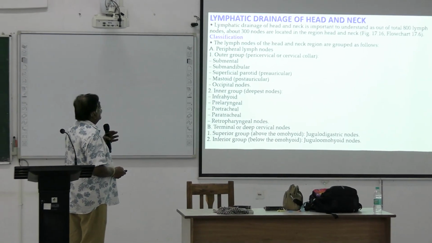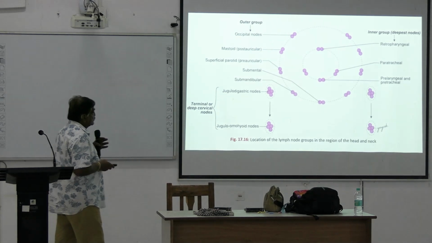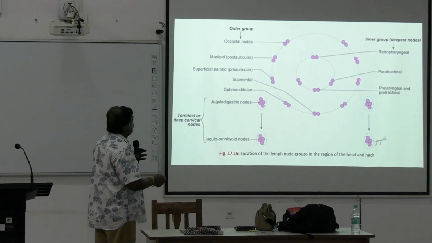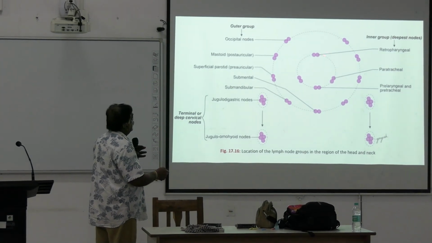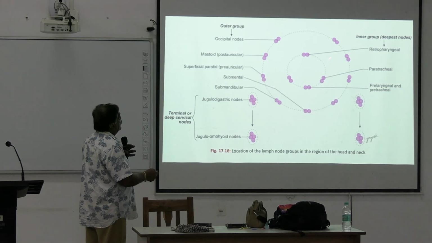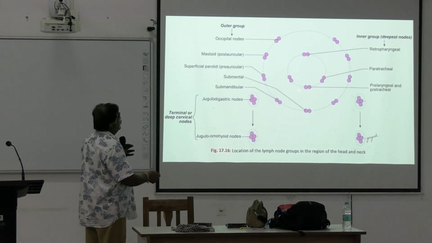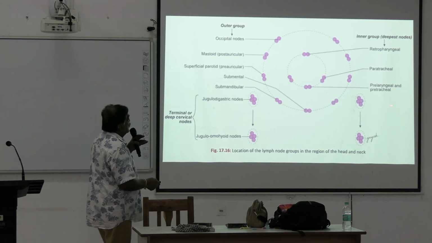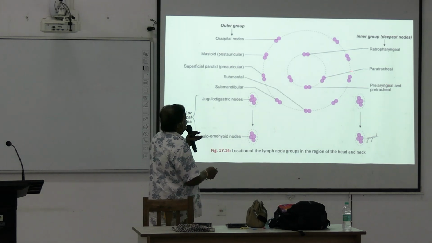Lymphatic drainage of the head and neck. This is the location of the lymph node groups in the region of the head and neck. Now, you draw a circle like this, and another outer circle. See, this is the stadium, and this is the ground. Now imagine the outer group: occipital node, mastoid, posterior auricular node, superficial parotid, periauricular, submental, submandibular, jugulo-digastric, jugulo-omohyoid. Then the inner group: pharyngeal, pretracheal, paratracheal, retropharyngeal.